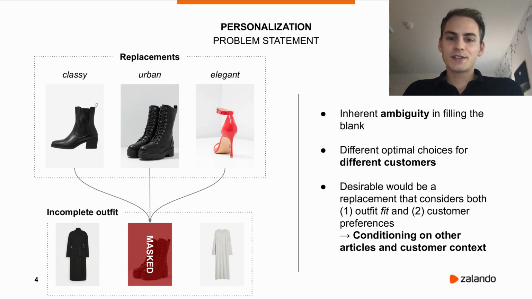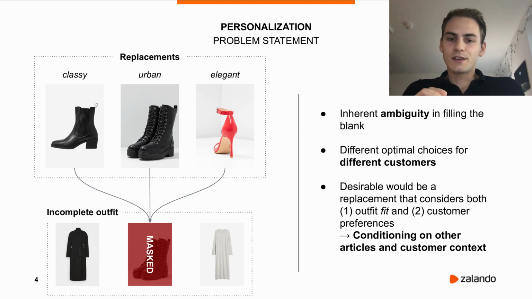You can probably imagine that fashion is quite ambiguous, and there's often a number of possible replacements that one could plug into an outfit. Here's an example, 3 different shoes that could probably fit into this outfit. And this ambiguity is something that's inherent to fashion, but we would like to make the predictions personalized so that we pick the elegant shoes if we have a customer who prefers to buy these types of shoes, maybe we can infer from their purchase history, or pick the urban shoes for customers that have that particular style.